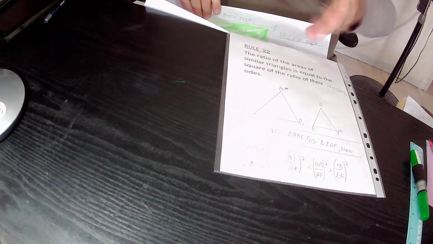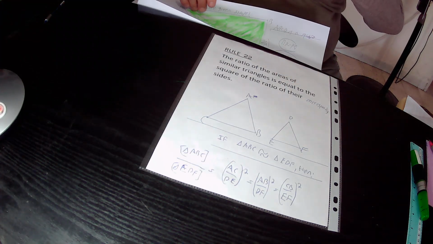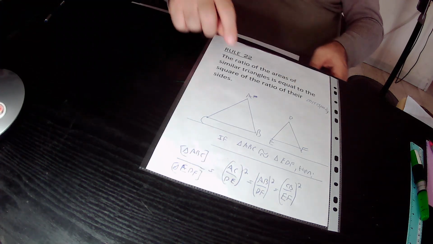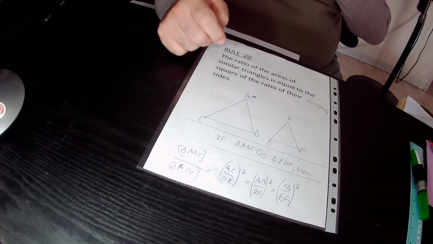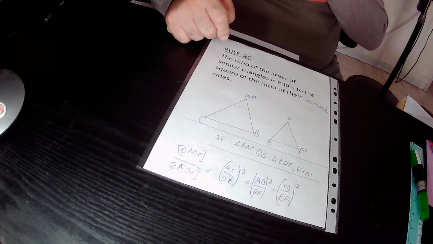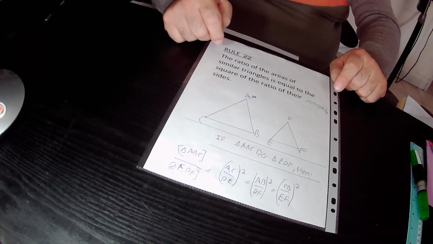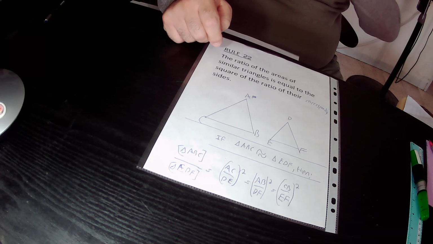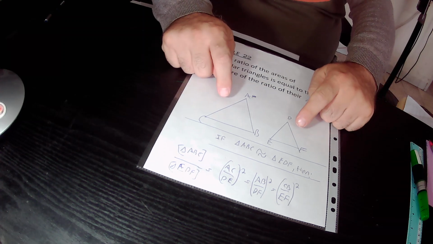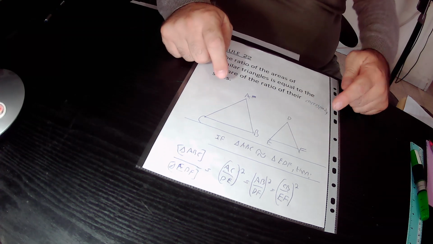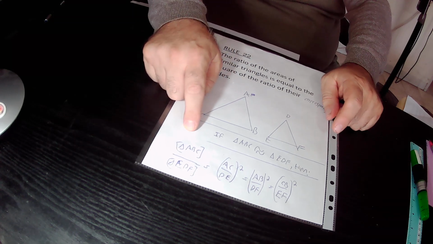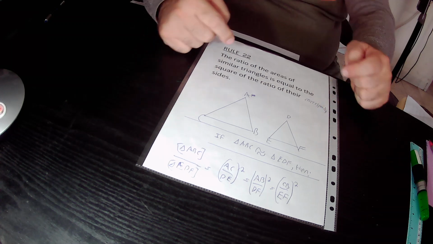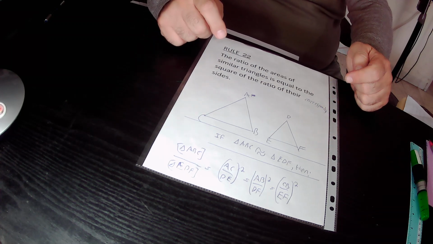Rule 22 talks about similar triangles, of course. In the drawing, we have triangle ABC that is similar to triangle DEF. According to rule 22, the ratio of the areas of similar triangles is equal to the square of the ratio of their corresponding sides. So here, triangle ABC is similar to triangle DEF. The ratio between the areas of these two triangles is of course the area of triangle ABC over the area of triangle DEF.